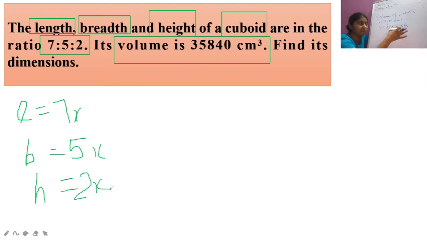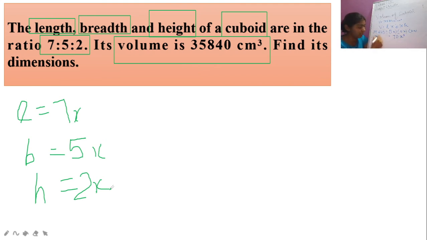You will multiply. We have 7x, then 5x, then 2x. We multiply, and the volume is 35,840 centimeter cube. Firstly, solve these brackets. When you multiply 7, 5 and 2, 7 into 5 into 2, you get 70 x cube, because we multiply the x terms, so we get x cube.